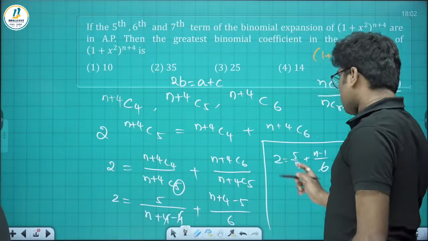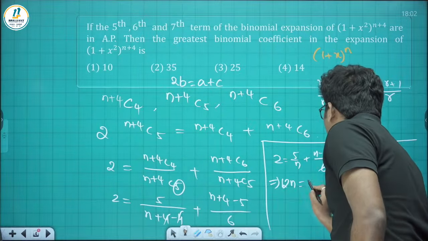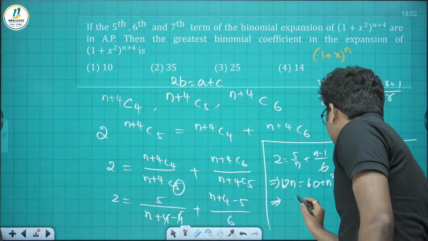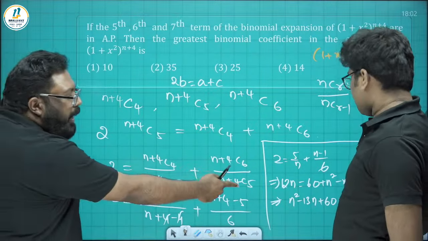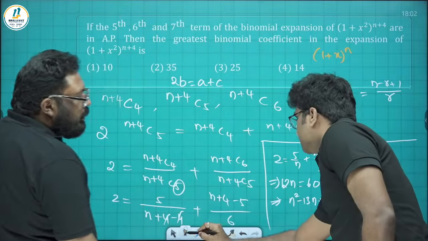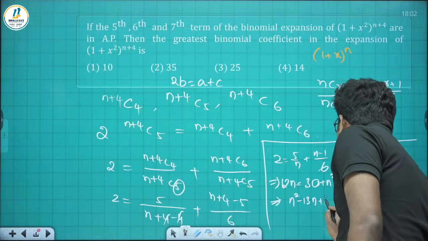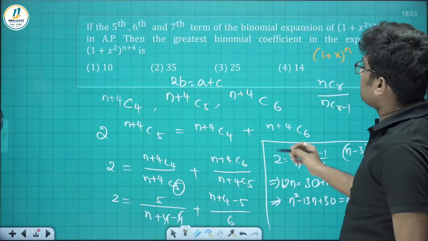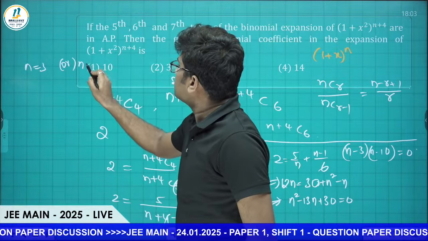So we can go with cross multiplication. 6n into 2 is 12n, equal to 5 times 6 is 30, plus n square minus n. If we take everything to the right-hand side, n square minus 13n plus 30 is equal to 0. This can be factorized as (n minus 3) into (n minus 10) is equal to 0. That means the value of n can be either 3 or 10.